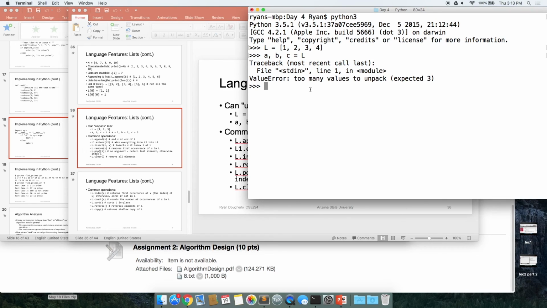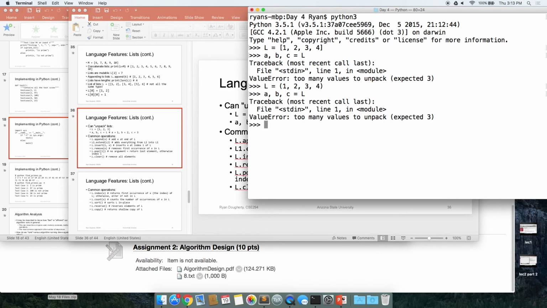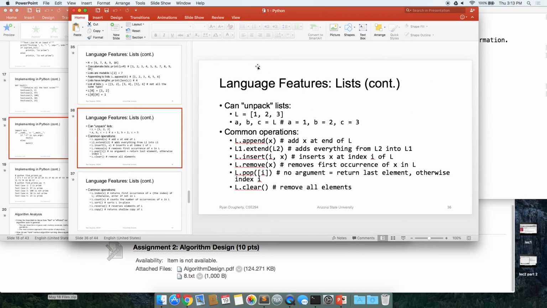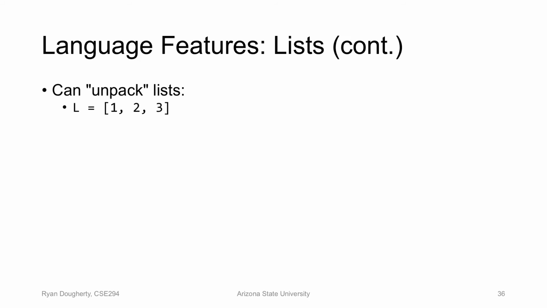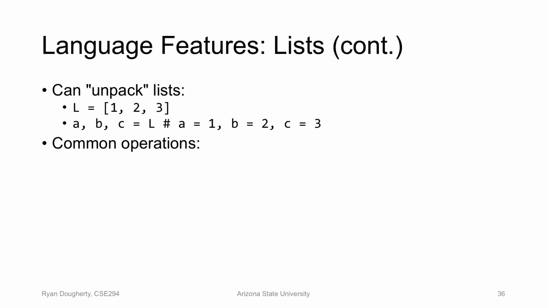I'm not sure why that is, but maybe if it's a tuple. No, I don't think that'll work either. Yeah. So apparently I was wrong. You have to have the exact same number of arguments on both sides. Yeah, that was my mistake. So you have to have the same number of arguments on both sides.